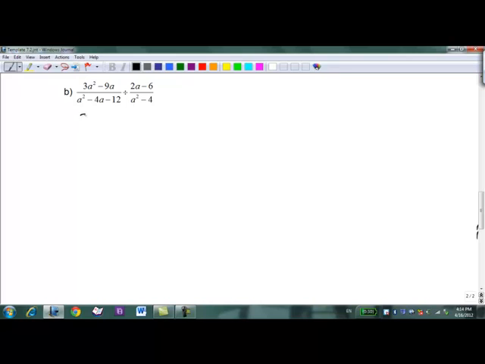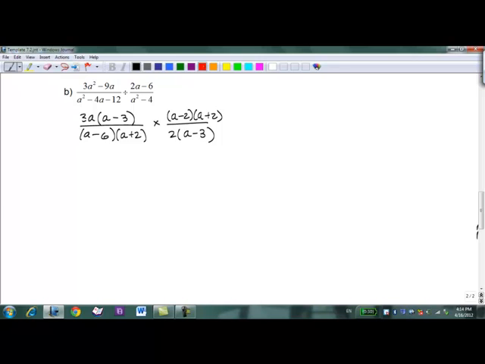Let's factor everything. If I factor out a 3a, I'm left with a minus 3. In the denominator, I have a minus 6 and a plus 2. We're dividing by, so let me invert that and say we're multiplying it. A squared minus 4 factors into a minus 2 times a plus 2. 2a minus 6, we can factor out a 2, leaving me with 2 times a minus 3.